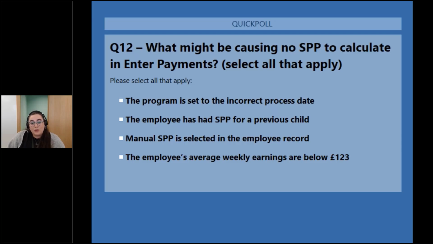Could it be that the programme is set to the incorrect process date? The employee has had SPP for a previous child? Manual SPP is selected in the employee record? Or the employee's average weekly earnings are below £123? So which of those might be causing no SPP to calculate in enter payments?